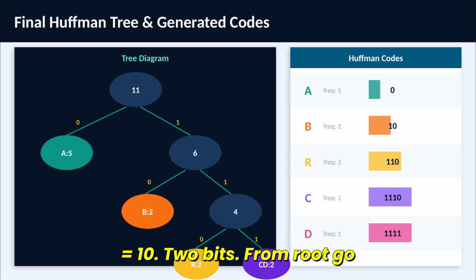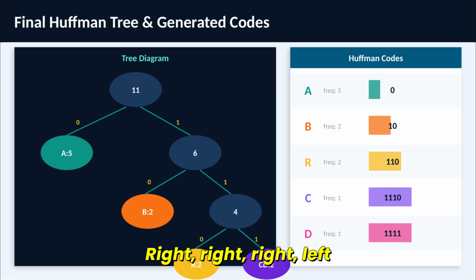From root go right, right, left to reach R. So R equals 110. 3 bits. For C: right, right, right, left equals 1110. 4 bits. For D: right, right, right, right equals 1111. 4 bits.